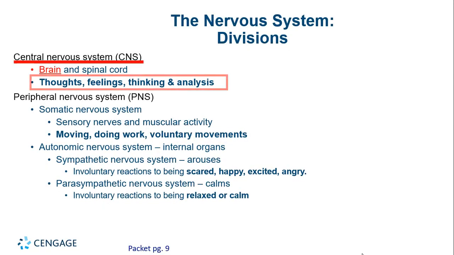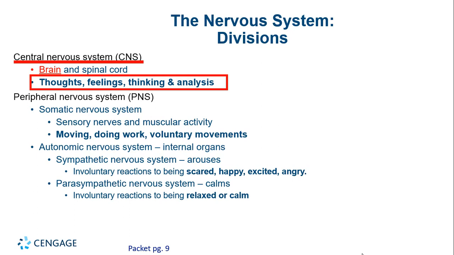When you think about the central nervous system, think about it in terms of what's happening in the mind and brain. These are your thoughts, your feelings, your thinking, your analysis. If I tell you that Joe is taking a test and he's very nervous, and then I ask you, what's happening in Joe's central nervous system? Well, you're going to tell me what's happening in his mind.